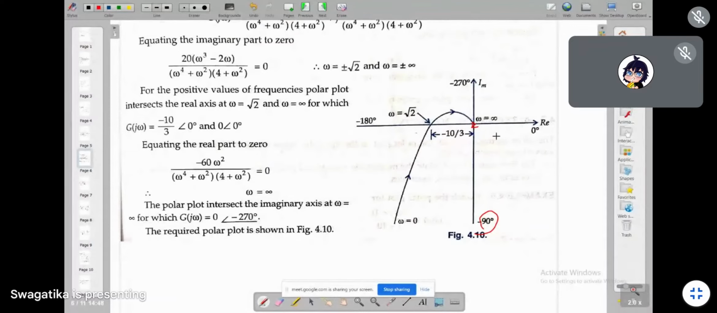And this starts from, okay, we also need the direction, omega equals 0 to omega equals infinity. This is the starting point. Omega equals 0 is your starting point, and omega equals infinity is your ending point.